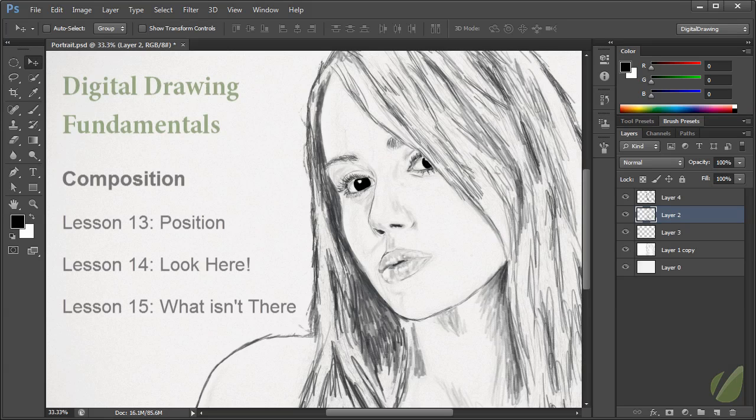In our fourth section, we'll be dealing with composition and talking about how to compose your drawings and your designs, so that we discuss things like position, using negative space, and leading lines and focal point, and how to create a more interesting composition with the things that you draw.